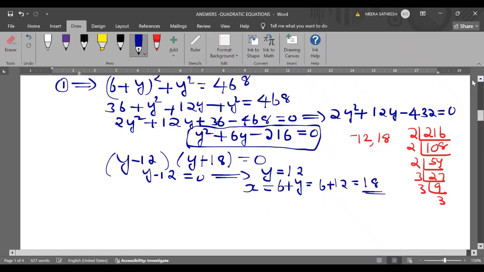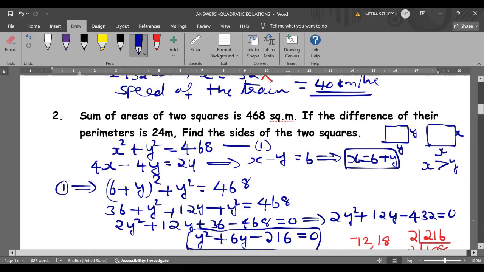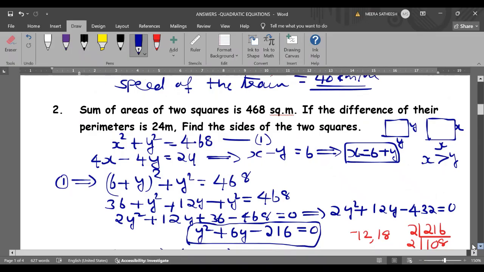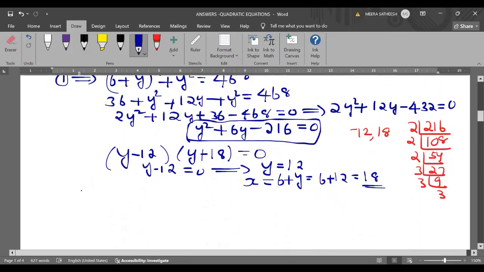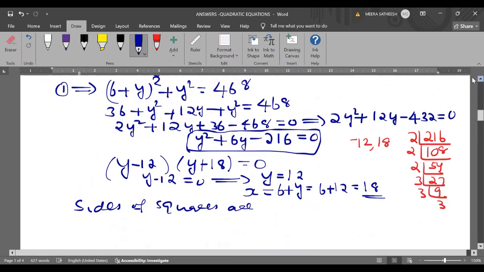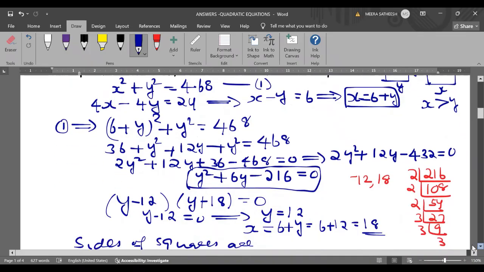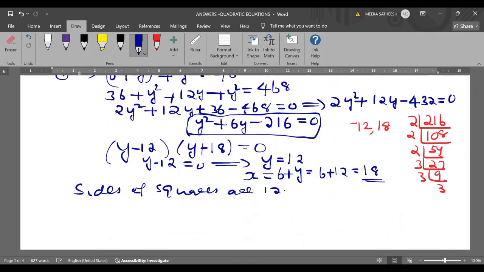So what is the question? The question is to find the dimensions or sides of the squares. So sides of the squares are in meter or centimeter, verify it, meter here. So we have to write it as meter. So 12 meter, comma, 18 meter, that's all.